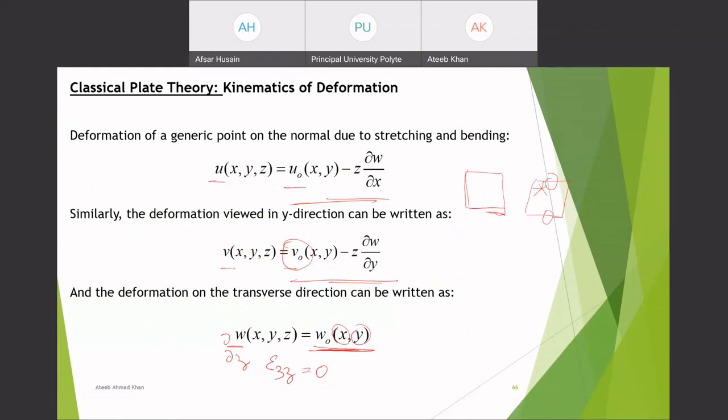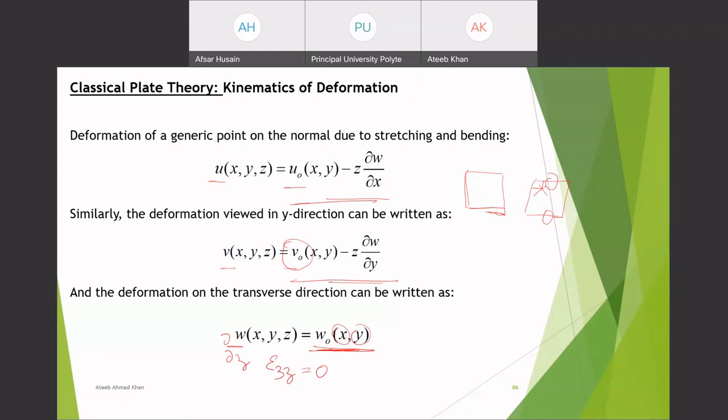Okay, thank you. So what were the assumptions? Let's recall the assumptions. The transverse normal will not experience any elongation, the transverse normal will remain straight before and after bending, and the transverse normal will be perpendicular to the mid surface before and after bending.